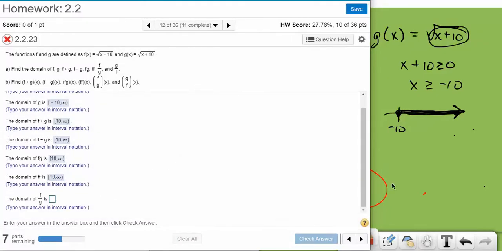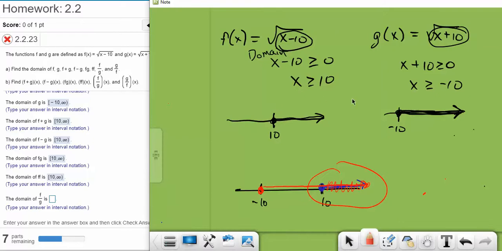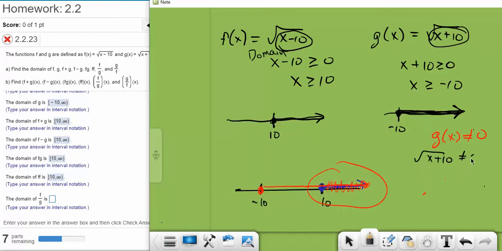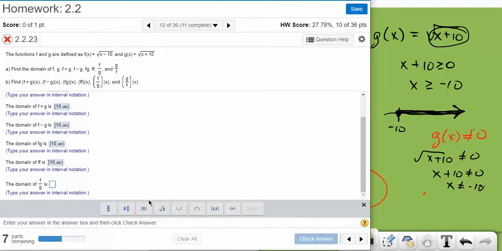And then f divided by g. So now we've got to say, all right, g's on the bottom, so this can't be equal to 0. So we have to throw that out. So when's that one equal to 0? So square both sides and then subtract 10. So you're going to throw this out. Well, it's already thrown out because of the domains over here. So that would be the same thing. So nothing extra gets thrown out.